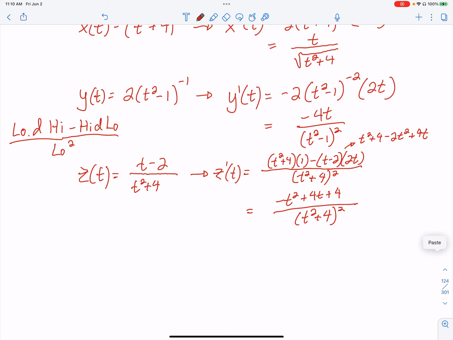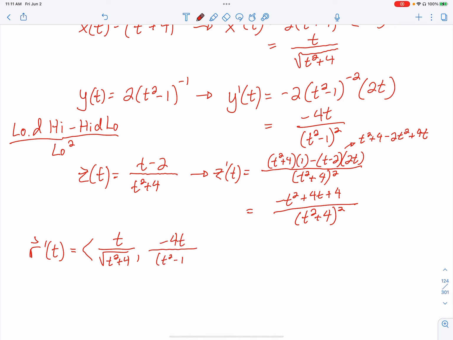Okay, so now I have r prime of t. It's all three of those. So I got t over the square root of t squared plus 4. And then I got negative 4t over t squared minus 1 squared. And then the last thing I got is negative t squared plus 4t plus 4 over t squared plus 4 squared. Oof. Okay. But that's okay. Even though it's gross, we can deal.